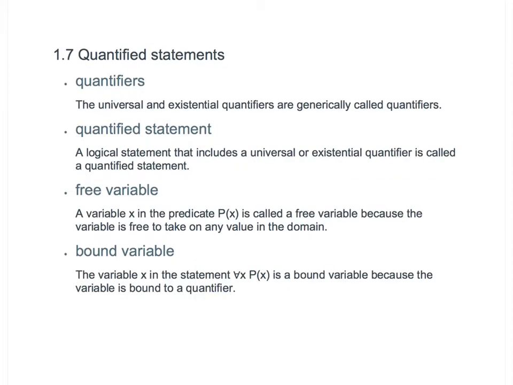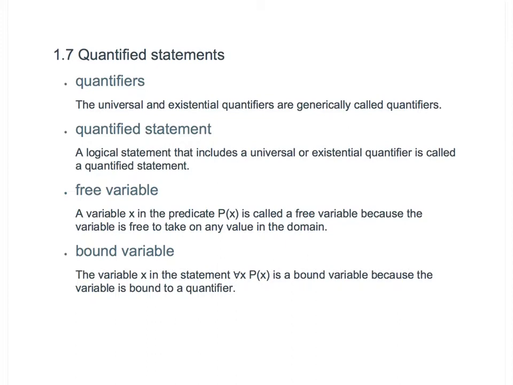In this slide, I'm going to define a number of terminologies that we will use later. The universal and existential quantifiers that we have seen so far are generically called quantifiers. And a logical statement that includes a universal or existential quantifier is called a quantified statement. A variable x in the predicate P of x is called a free variable because the variable is free to take any value in the domain.